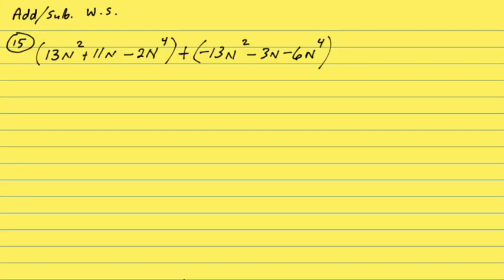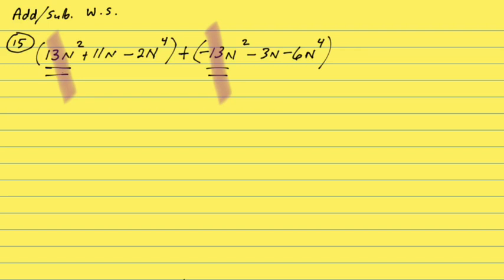Okay, here's a sampling of the add, subtract, multiply, and divide worksheets. These are just some of the ones that were asked for. So you can only add or subtract, or what I like to call combine, like terms. Like terms have the same variables and the same exponents. So 13n squared and a negative 13n squared are going to add to 0.